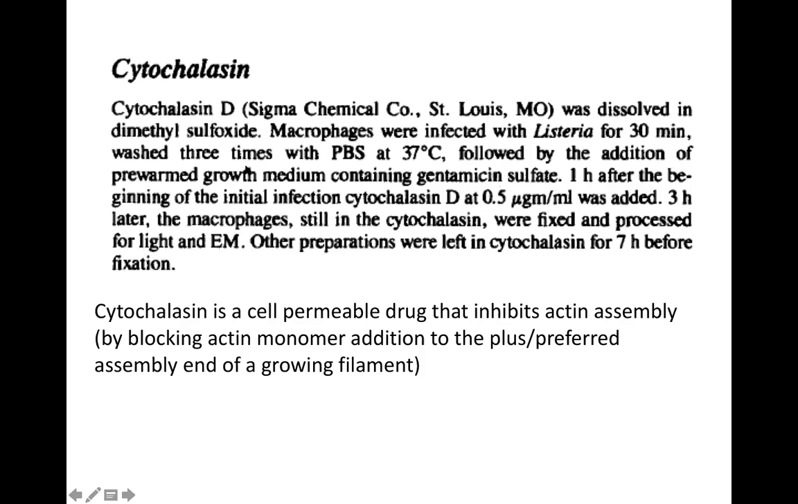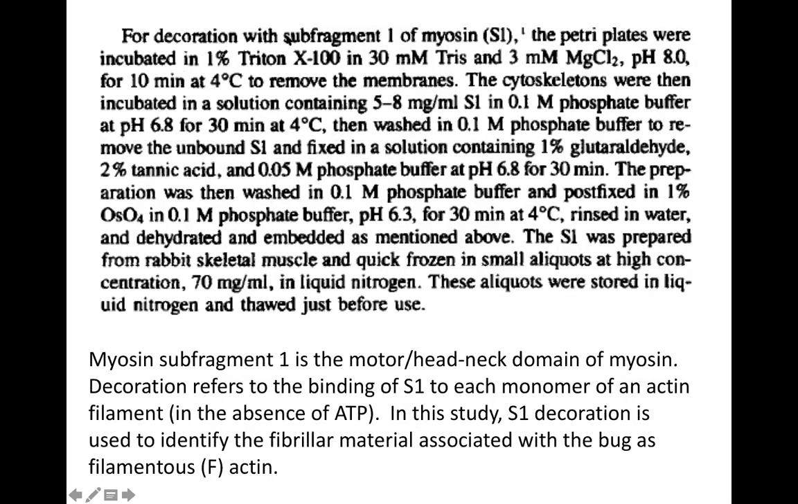Cytochalasin D is a drug that inhibits actin assembly. The other key thing is it's membrane permeant, so you can use it to inhibit actin assembly in living cells. It inhibits assembly by blocking actin monomer addition to the plus, or preferred assembly, end of a growing filament. The other key experimental strategy was the use of what is called subfragment 1 of myosin.